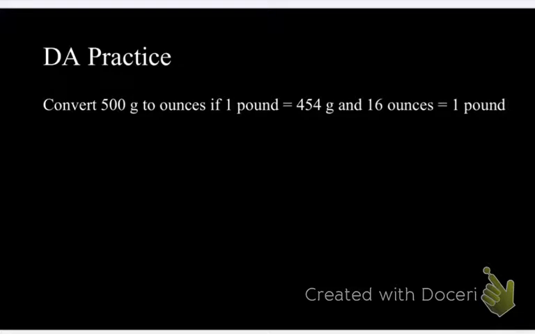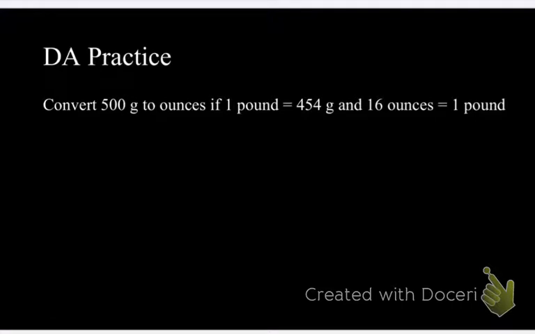So this one is a more realistic conversion. This is something you could see in everyday life. We're going to be converting 500 grams to ounces. And the conversion factors that we have is that 1 pound is equal to 454 grams, and that 16 ounces is equal to 1 pound. So my given in this case is the 500 grams. That's what I have to work with.